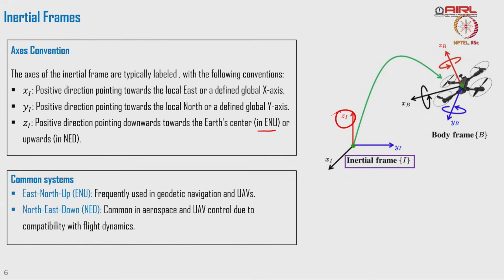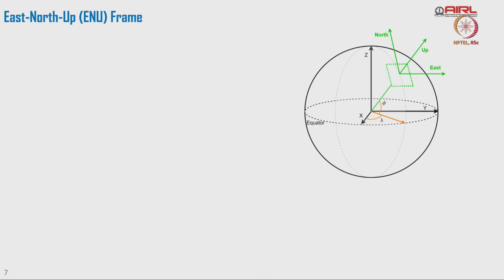Common systems are east, north, up, ENU, or you can use north, east, down, NED. NED is commonly used in aerospace or UAV control due to compatibility with flight dynamics. We'll look into that when we go into the 6 degree of freedom model definition in the subsequent lectures. So let's look at the east, north, up, ENU frame.